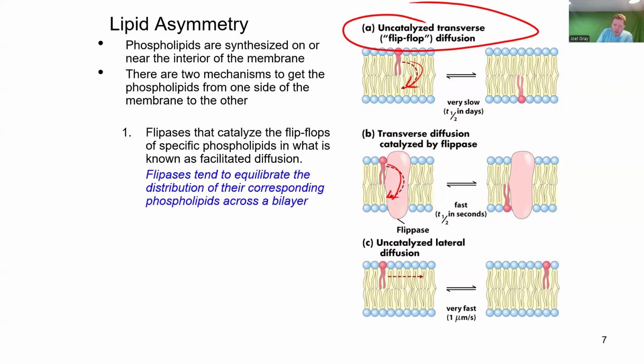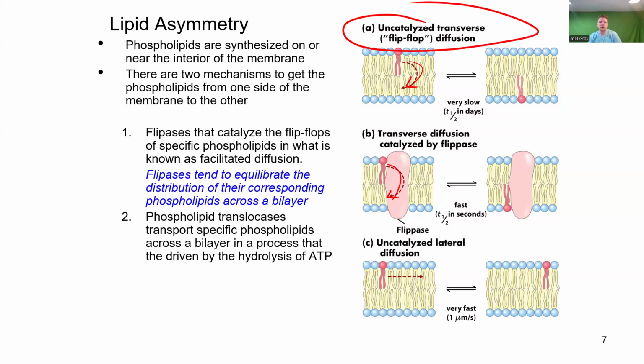Now, flippases tend to equilibrate the distribution of their corresponding phospholipids across the bilayer. So they reach an equilibrium of here's the right number to have on the inner leaflet and here's the right number to have on the outer leaflet. Now, phospholipid translocases transport specific phospholipids across a bilayer in a process that is driven by the hydrolysis of ATP.